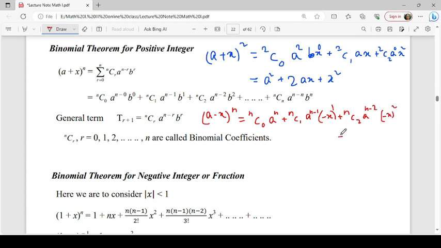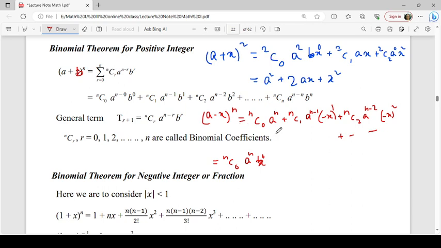So it goes like this, and that is why you can write this formula as a minus x whole to the power n. You can write it as nC0 a to the power n b to the power 0, actually this should be b, this is b, sorry. So a plus b whole to the power n is this.